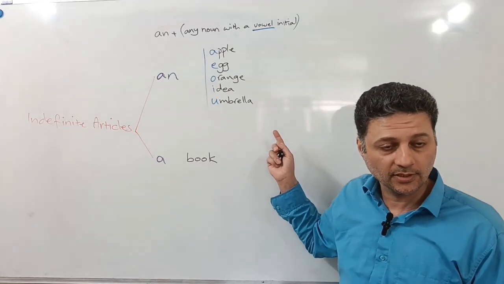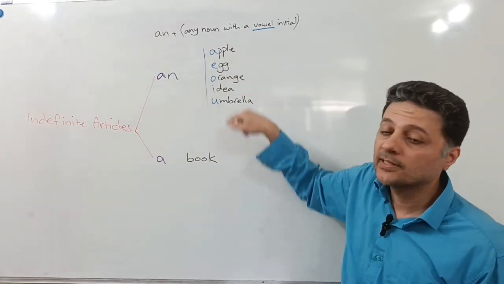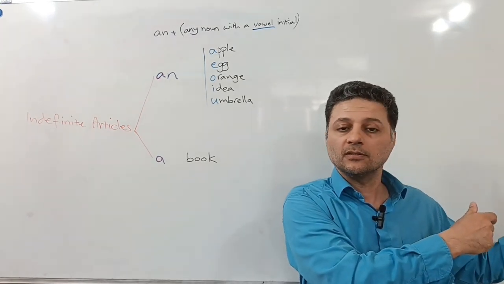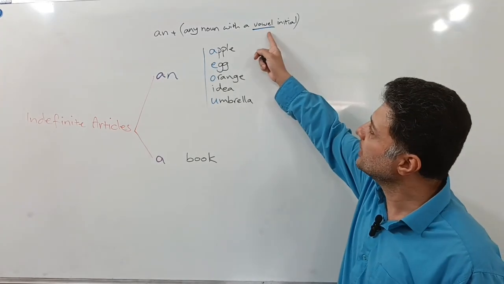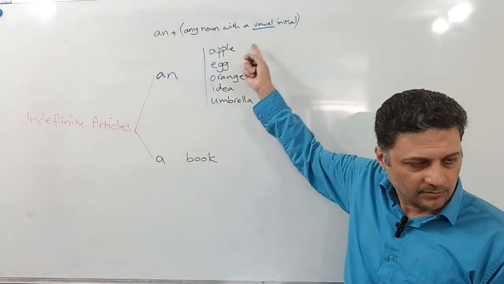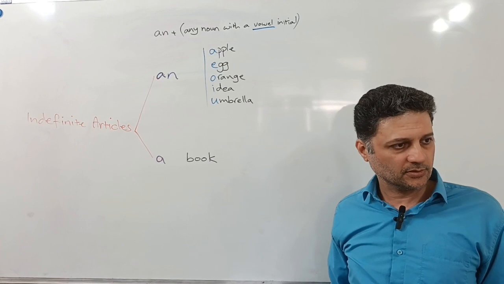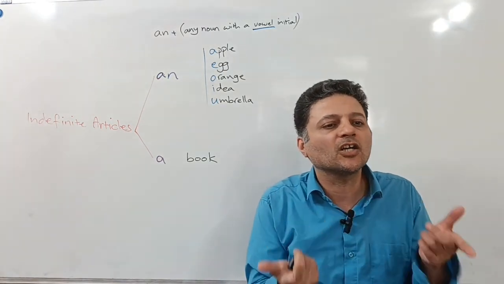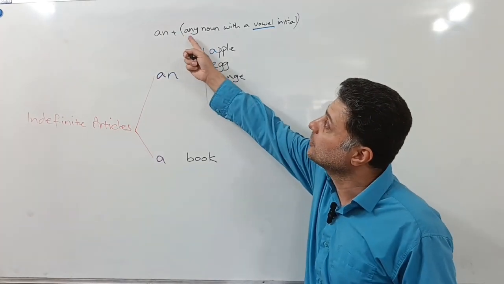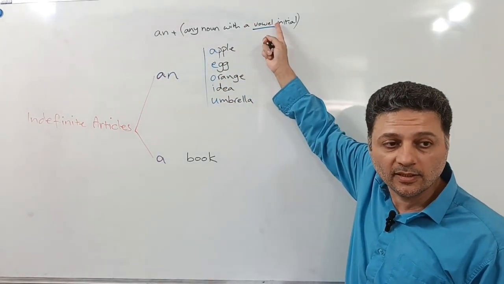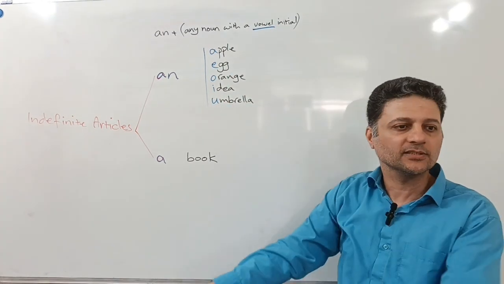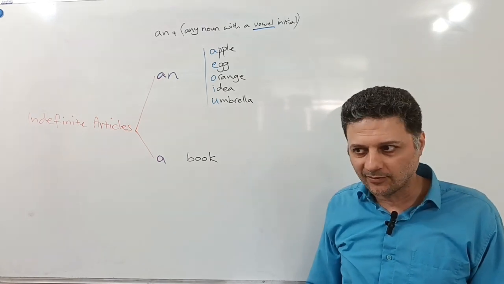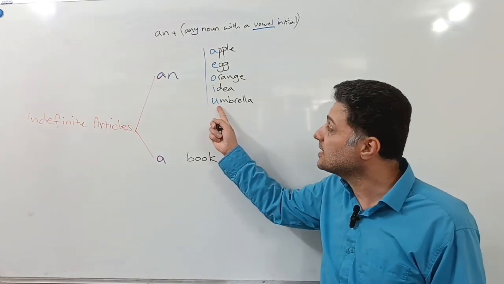A university, right? So if you learn this based on the spelling system, then you need to learn also the exceptions. But if you learn based on the sound system, there are no exceptions. Because university starts with a consonant. So I said an before any nouns that start with a vowel. But U is not a vowel, right? But what about here? This is umbrella.